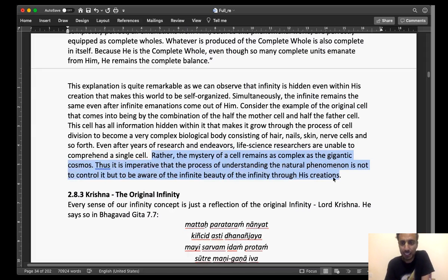Then Sir is telling here, you remember a few days ago we discussed why we are studying this complex artificial intelligence, this complex creation. The purpose is not to control or to exploit, but to be aware of the infinite beauty of the infinity through Krishna's creations. That is how Krishna has created this world, and so we can appreciate it.